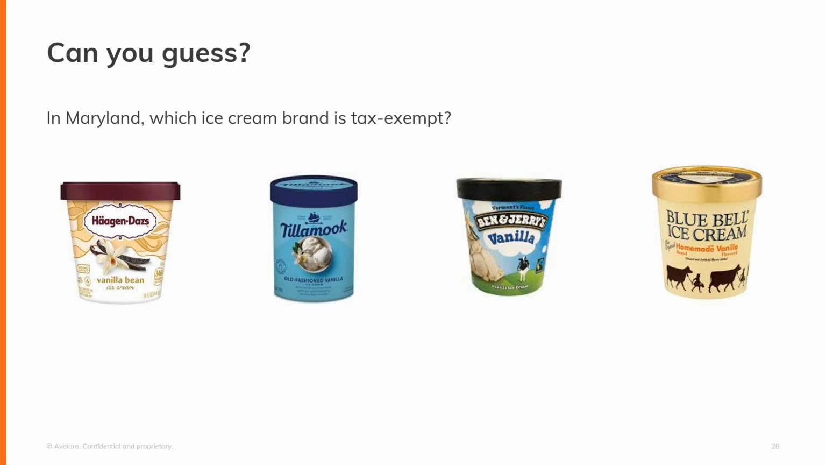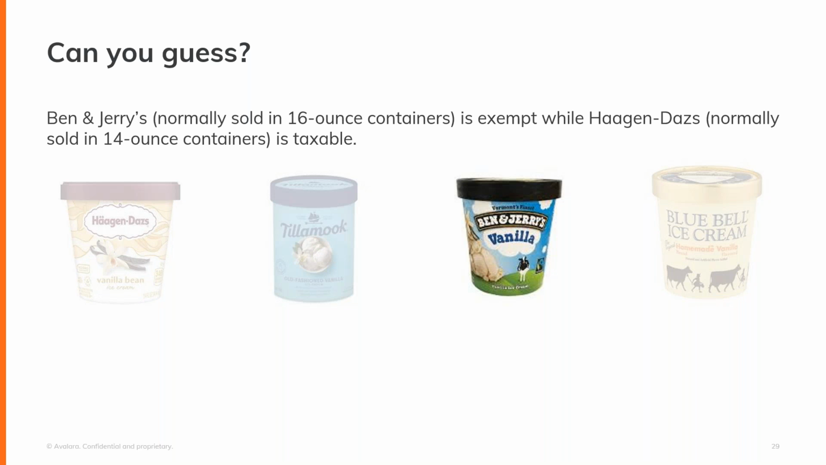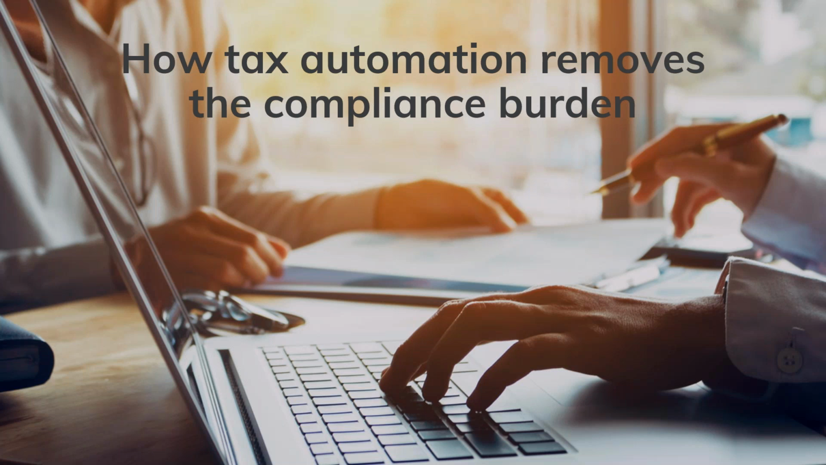Have a quick fun one: can you guess in Maryland which ice cream brand is tax exempt? And yes, one of them is tax exempt. It is Ben & Jerry's. Normally sold in a 16-ounce container, it is exempt, while Haagen-Dazs in the 14-ounce is taxable. So the amount of ice cream you have in a container can make you exempt in Maryland. Knowing these tax rules, just one of them, goes to show that it can be complicated and convoluted. We're happy to step in and help.